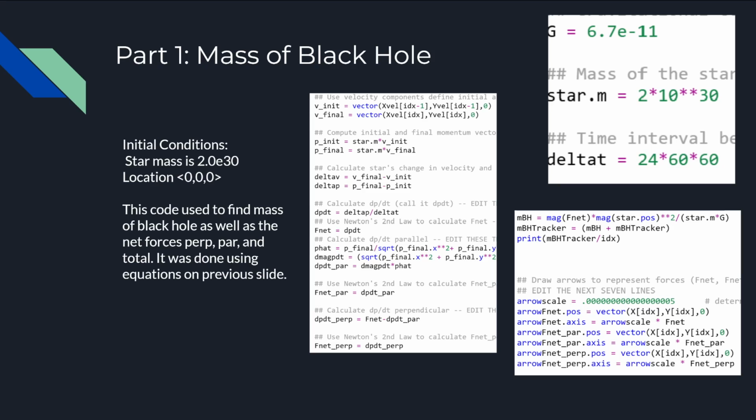For part 1, we were asked to calculate the mass of a black hole given the initial conditions of the star's mass, a location at 0, 0, 0, and a seed trajectory that we were not shown. This code was used to find the mass of the black hole as well as the net forces, perpendicular, parallel, and total. It was done using the equations on the previous slide.